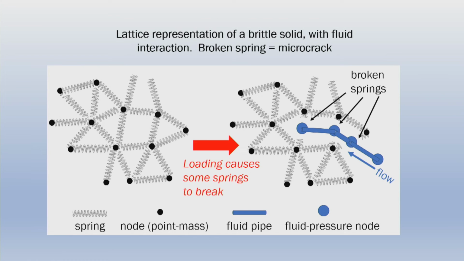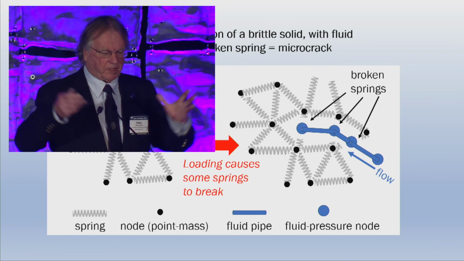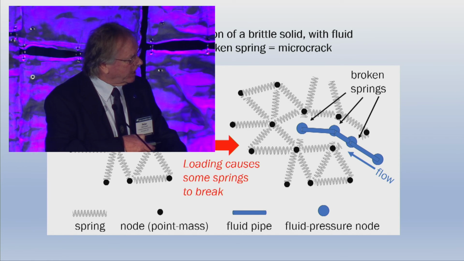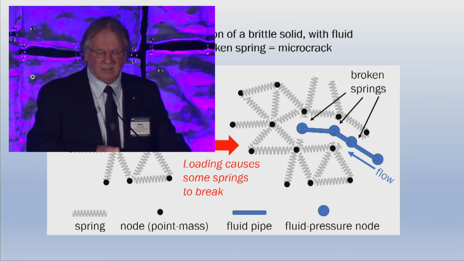Whenever a spring breaks, we put in a fluid node. So if there's fluid as a boundary condition, this can go in here. And of course, you see it's fully interactive in the sense that if fluid gets up to here, that acts as a fracture tip, which can then cause more cracking and so on. So that's this lattice code.